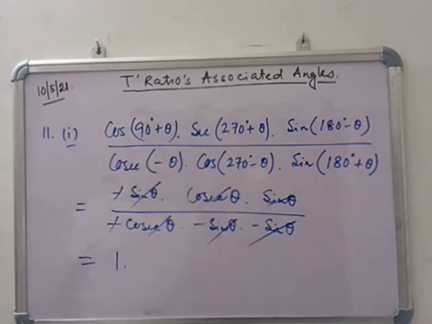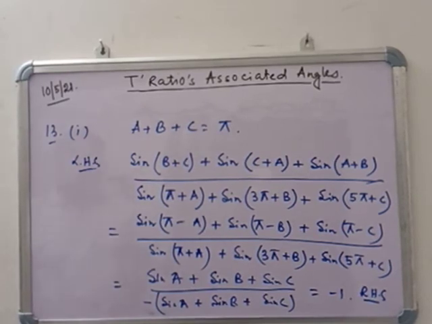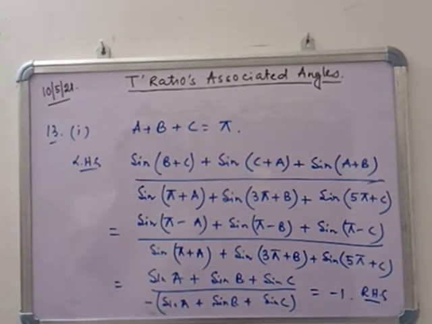Now, next one. So in number 13.1, see that a plus b plus c equals pi, given. So given sine b plus c plus sine c plus a plus sine a plus b. So from a plus b plus c equals pi, we can write that b plus c equals pi minus a. Okay. Similarly for the others also. Now changing this, after that we get sine a plus sine b plus sine c by minus of sine a plus sine b plus sine c. That means minus 1, which is the right hand side given. Note it down, all of you.